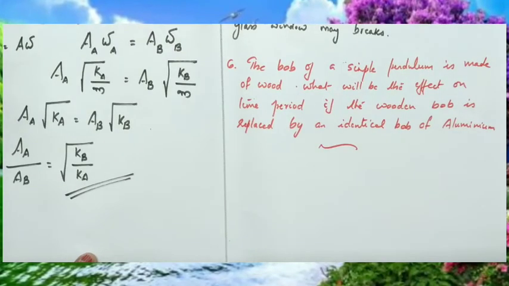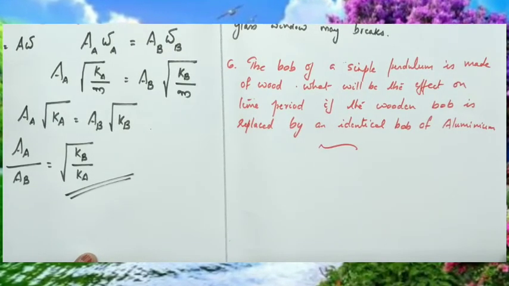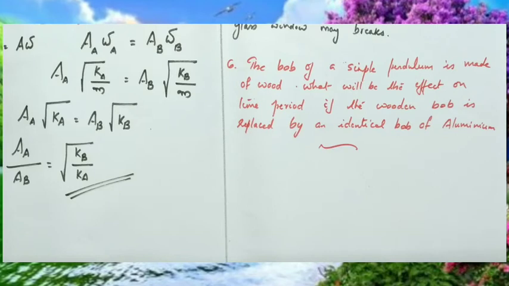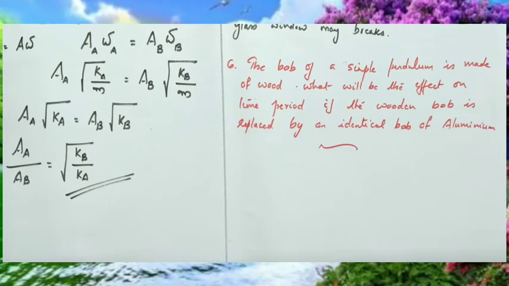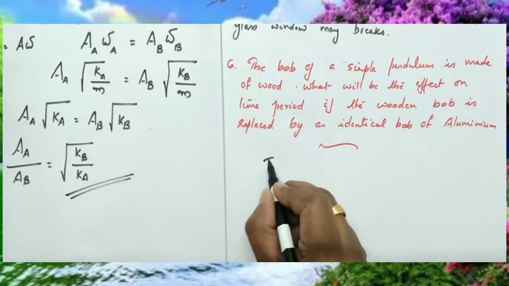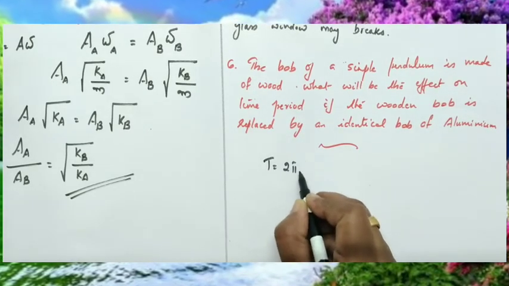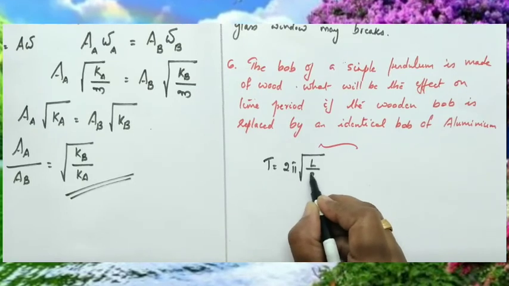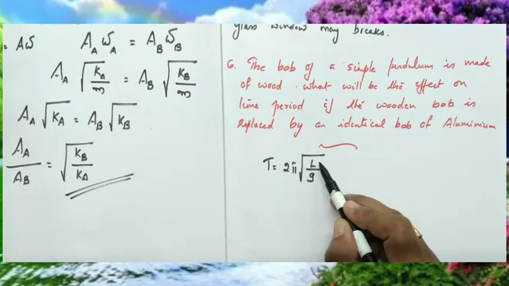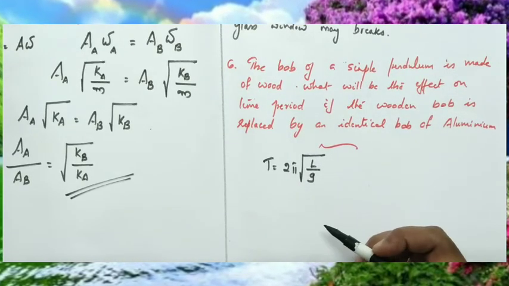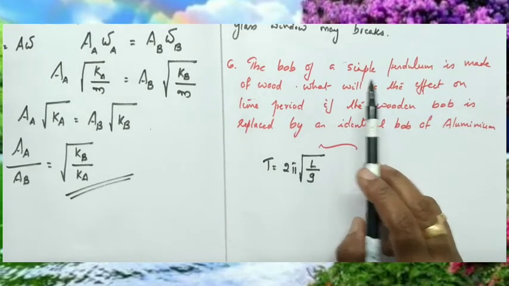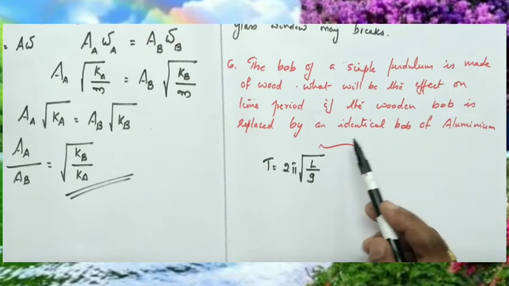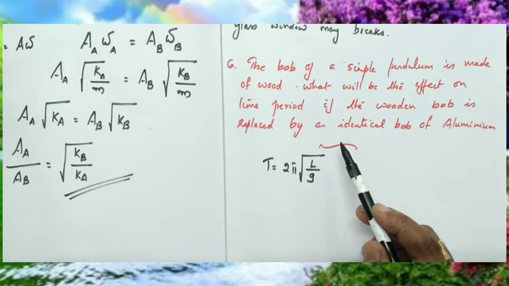The bob of a simple pendulum is made of wood. What will be the effect on time period if the wooden bob is replaced by an identical bob of aluminium? We know the time period of simple pendulum is given by 2 pi into root of L divided by g. That means time period depends on length of the pendulum and acceleration due to gravity. If the wooden bob is replaced by aluminium bob, what happens to the time period? Is there any change in the time period?